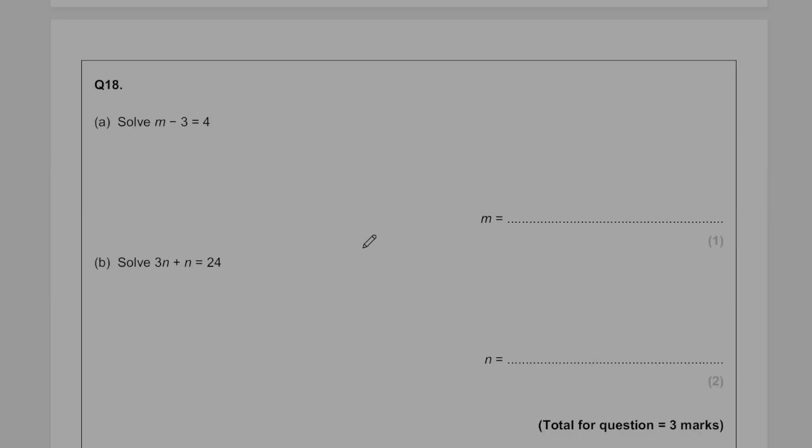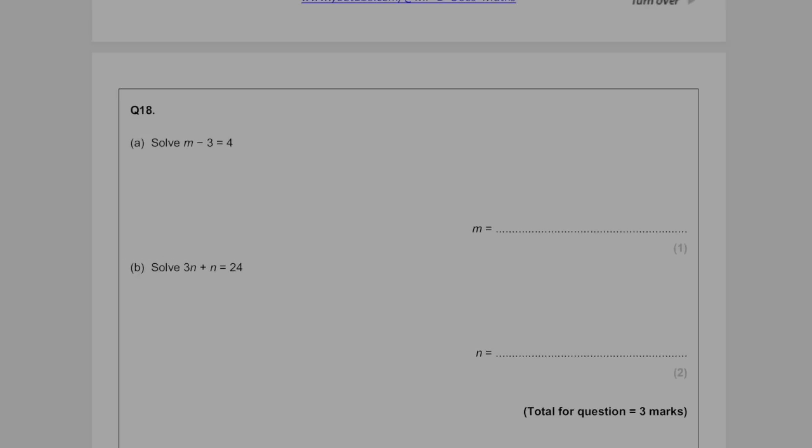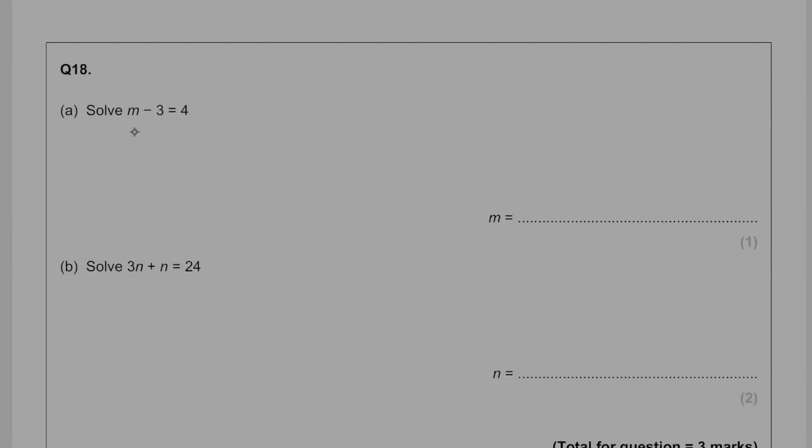Right, question 18, another solve. So this time I'm going to get rid of a minus 4 by adding 4 on both sides, get rid of a minus 3 by adding 3 on both sides, which gives me m is equal to 7.